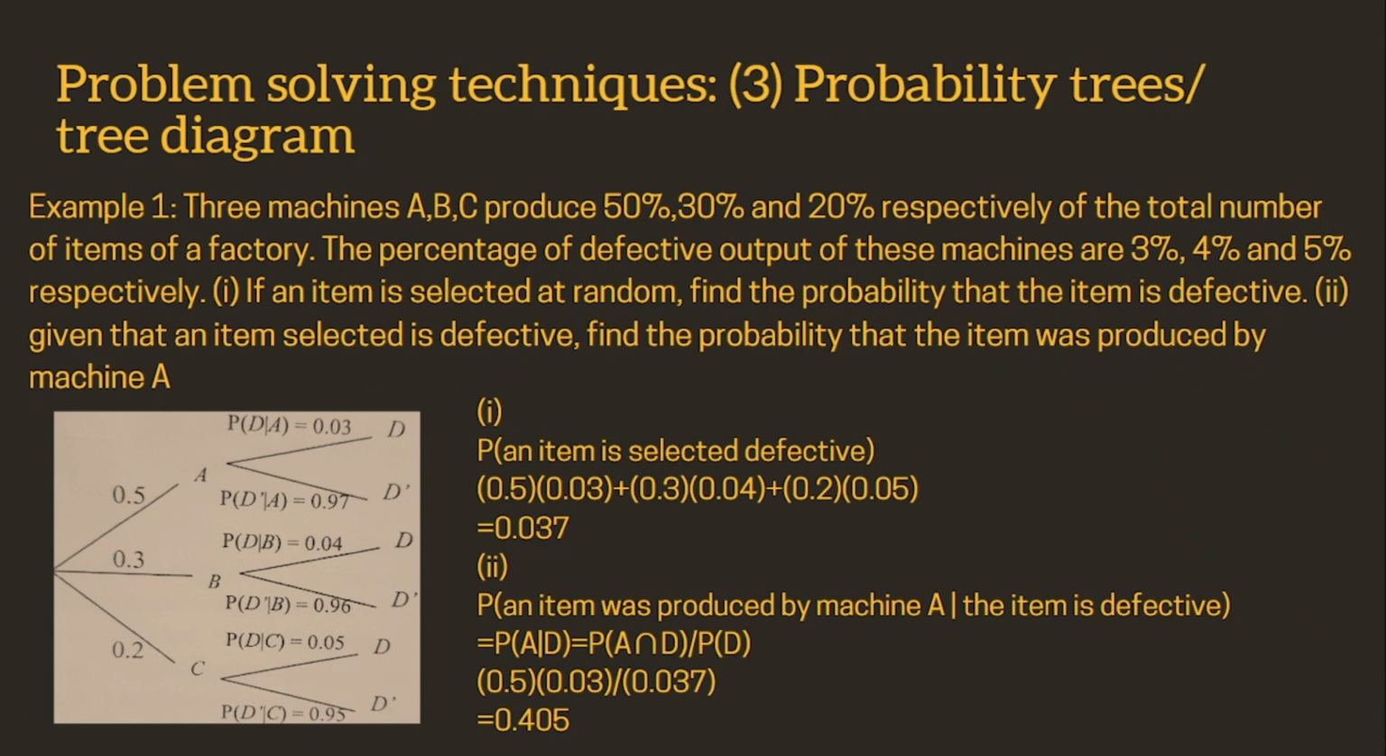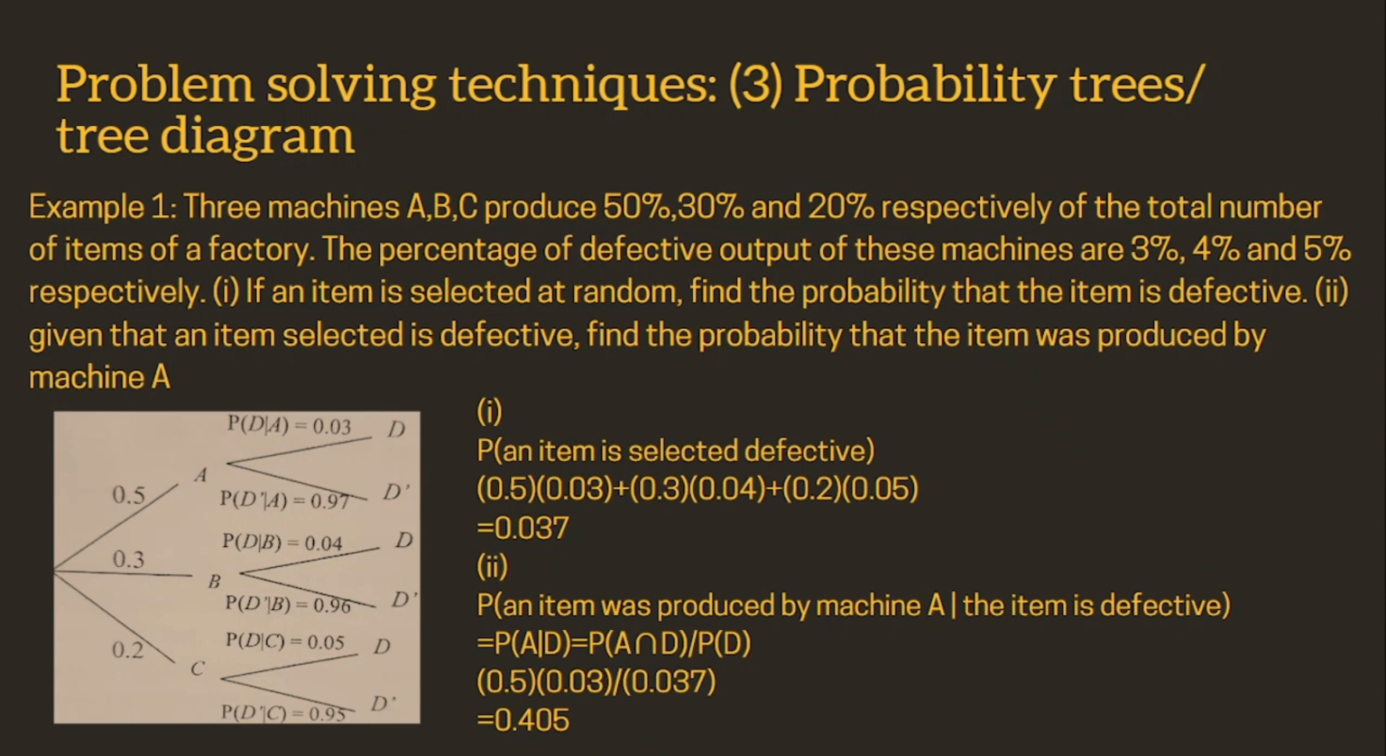3 machines A, B, and C produce 50%, 30%, and 20% respectively of the total number of items in the factory. The percentage of defective output of these machines are 3%, 4%, and 5% respectively. Find the probability that if an item is selected at random, the item is defective. Then part 2, given that the item is defective, find the probability that the item is produced by machine A.